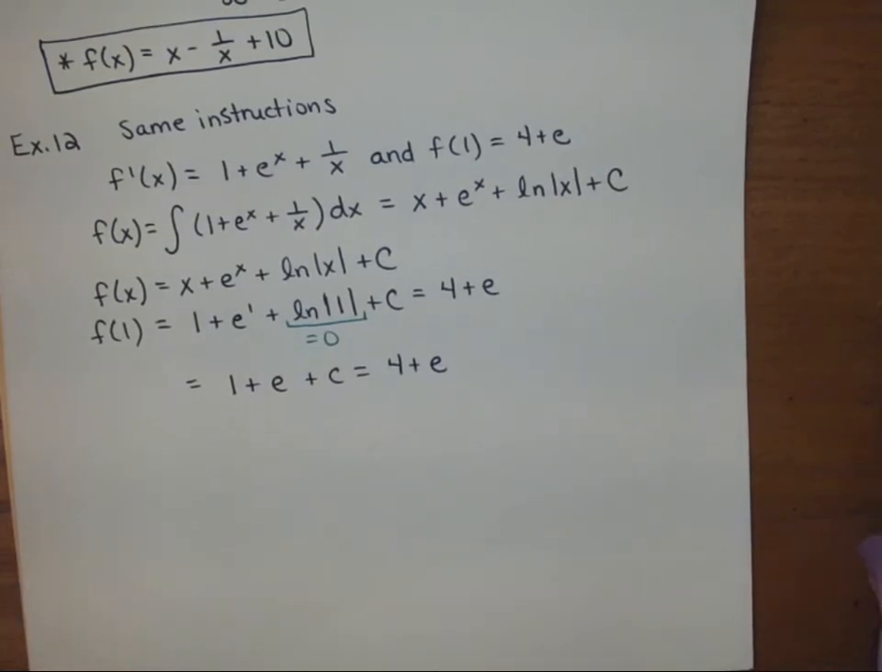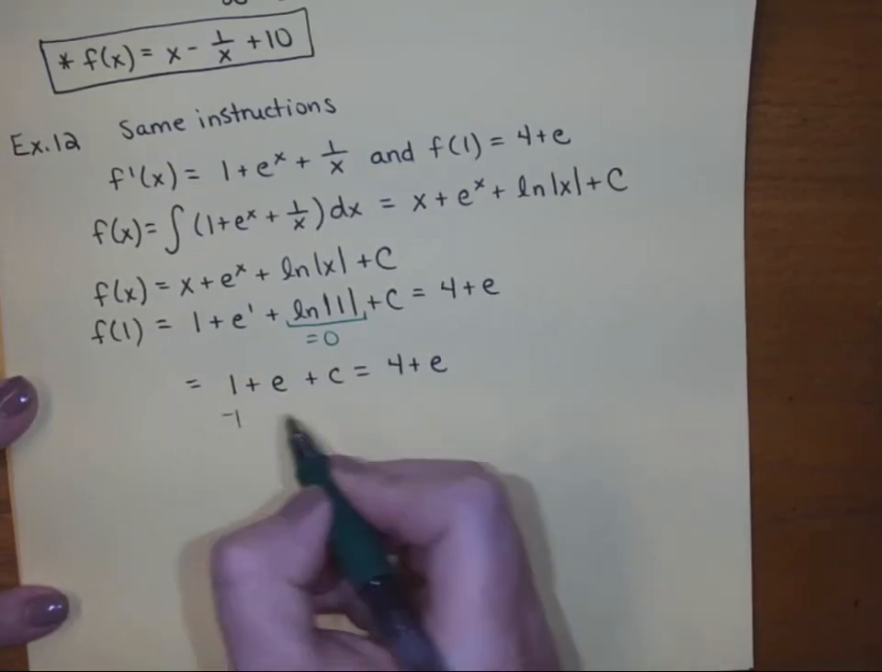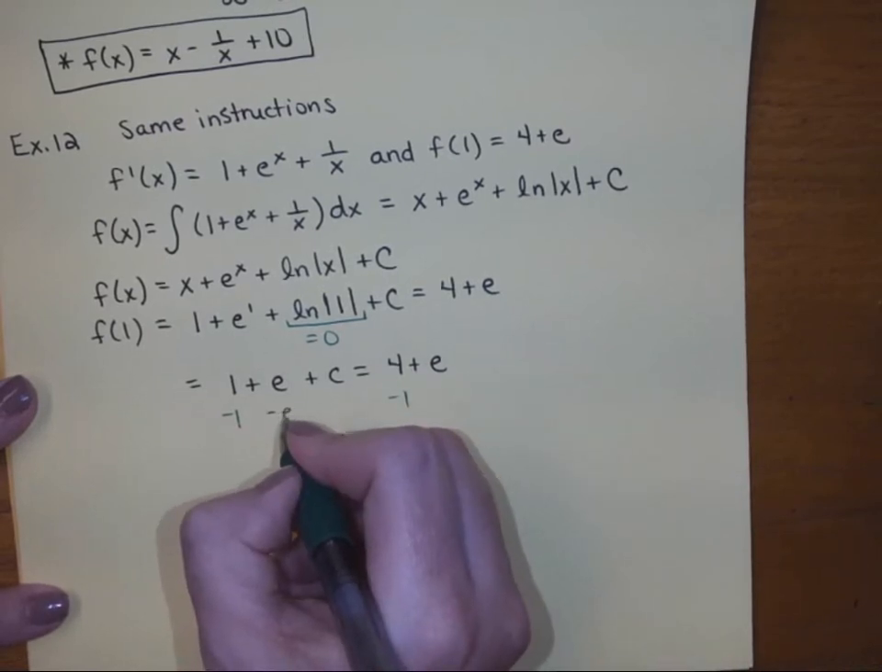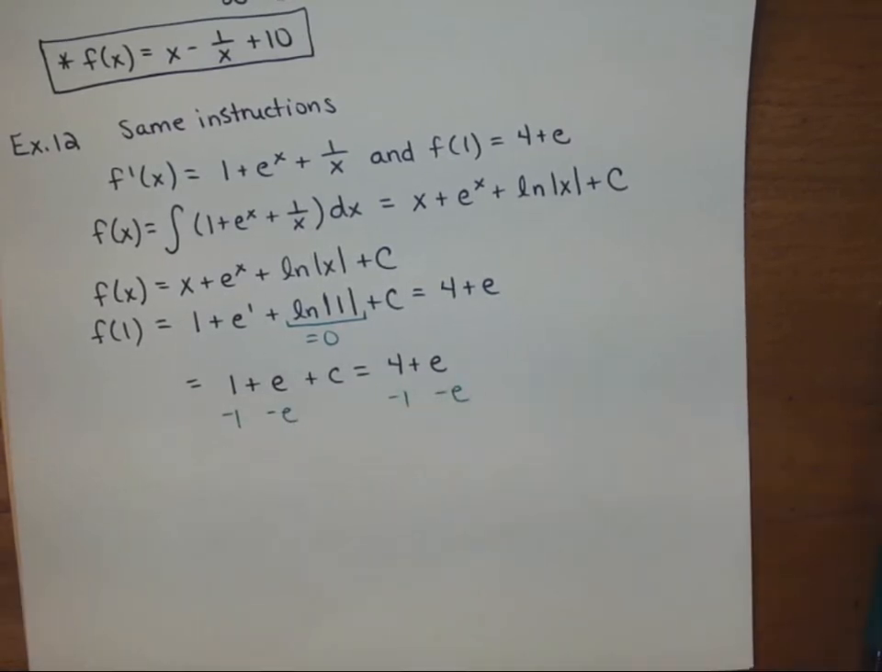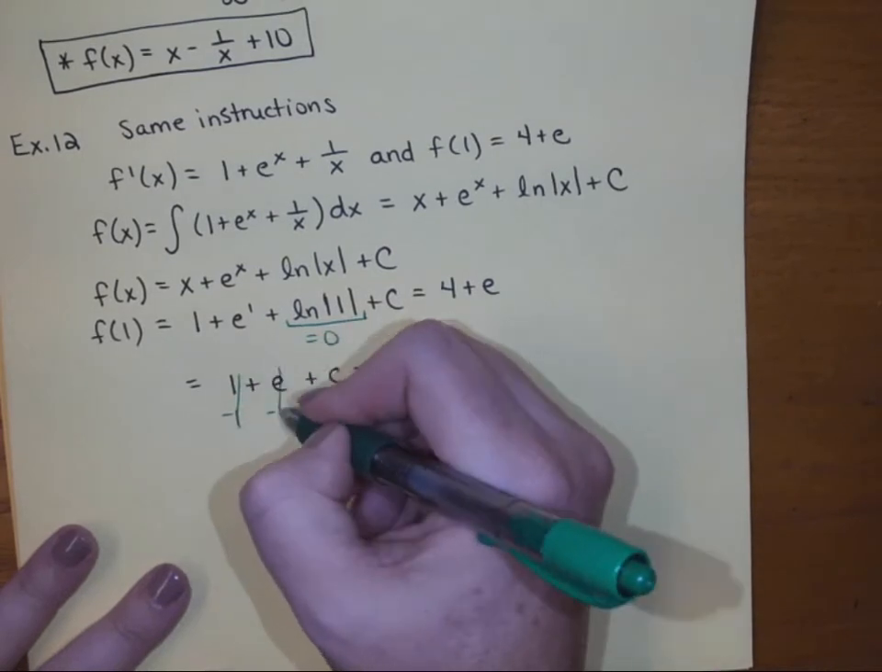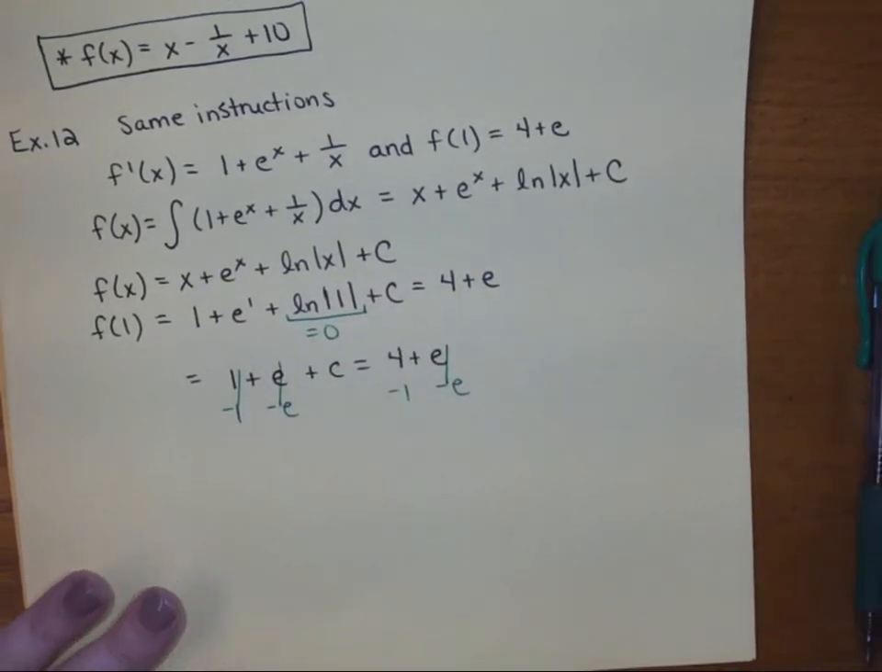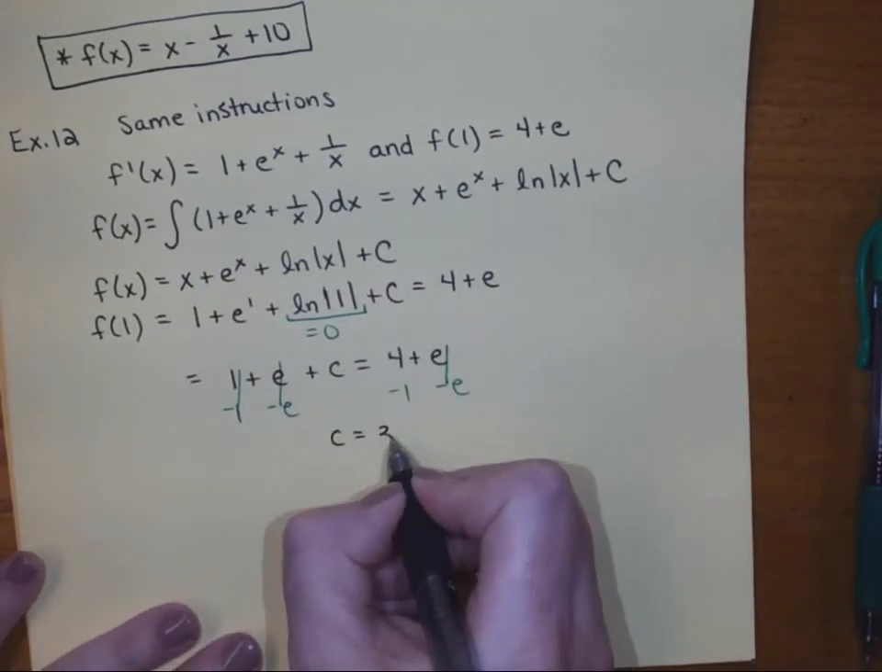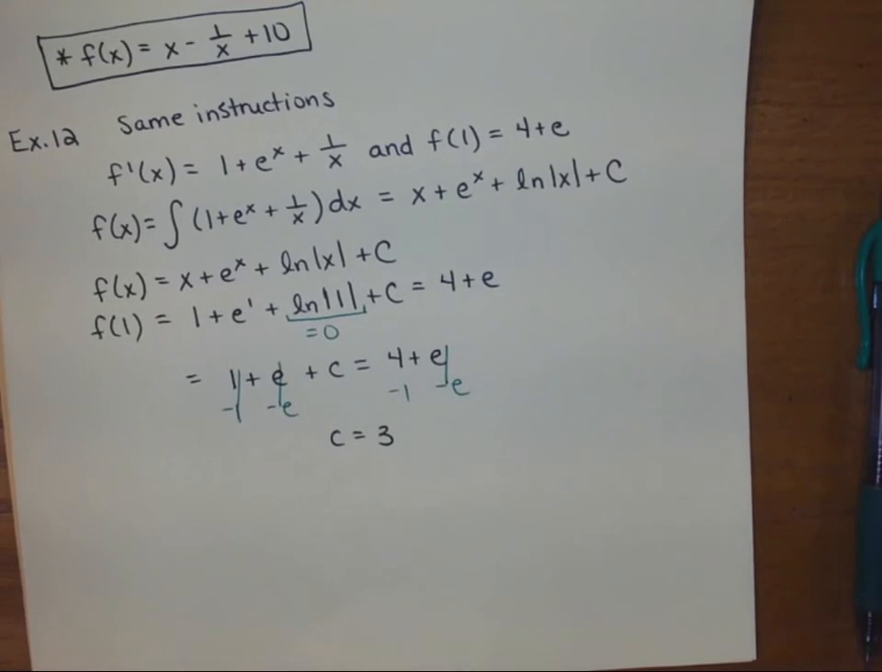So there's a couple of things you can do here. You can subtract 1 from both sides. You can even subtract e from both sides. And notice what's going to happen when I do that. They're going to go away here, right? That's going to go away. And I end up just getting c equals 3. Okay, notice that's what I wanted, right?